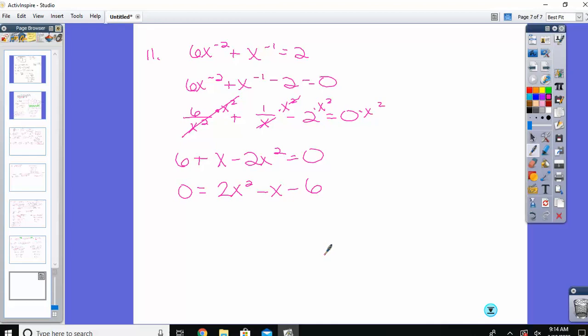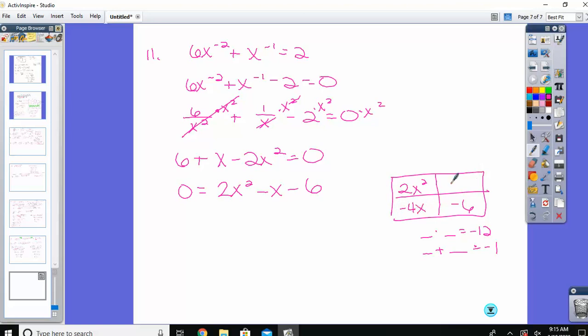Okay, so from here, we have to do the full box method. These multiply to -12. Then I need them to add to -1. Okay. So then if we factor 2x squared and -4x would be a 2x, 3x minus 2.